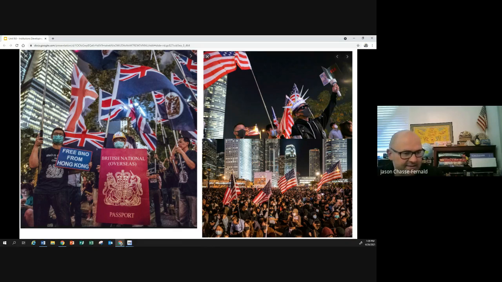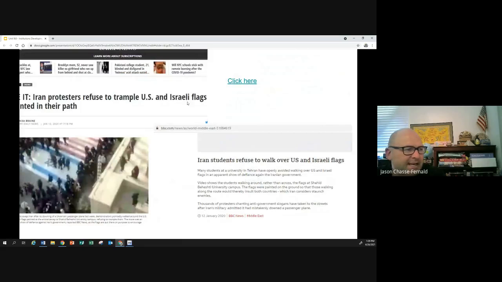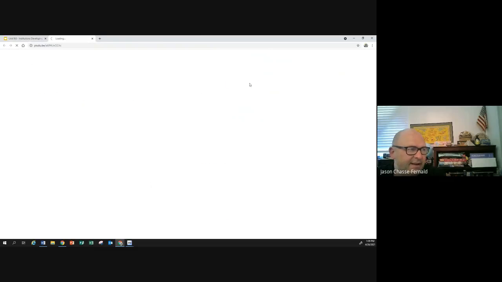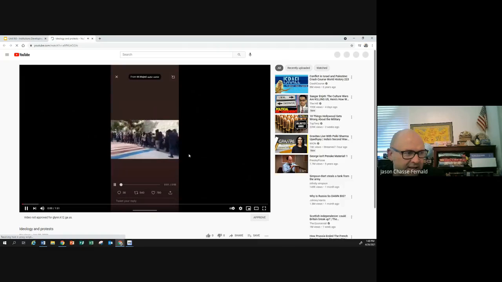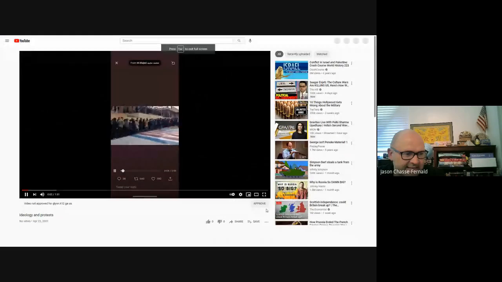Here are some images out of Hong Kong during their pro-democracy protests, as China is moving ahead of schedule with their political takeover of Hong Kong. Even in places like Iran, places where you wouldn't think you would see any pro-U.S. sentiment, you see among protesters a clear understanding of what the United States symbolizes. I pulled this off from Twitter, so I'm just going to let this play.